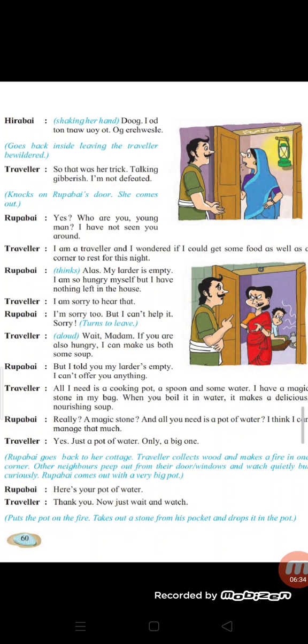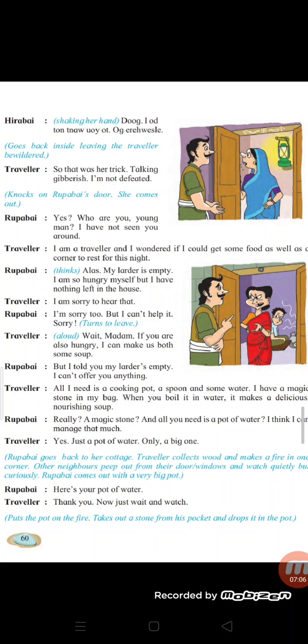Who are you, young man? I have not seen you around. That is, I've never seen you in this village. So what does the traveler tell her? I am a traveler and I wondered if I could get some food as well as a corner to rest for this night.